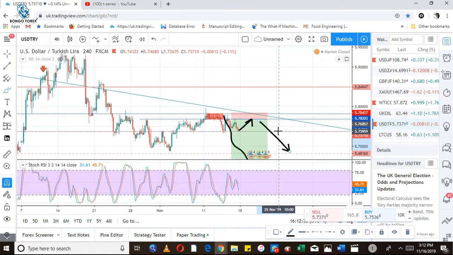and start to look for bearish patterns, so you can sell USD Turkish Lira.